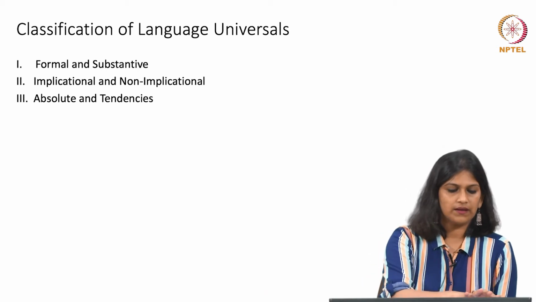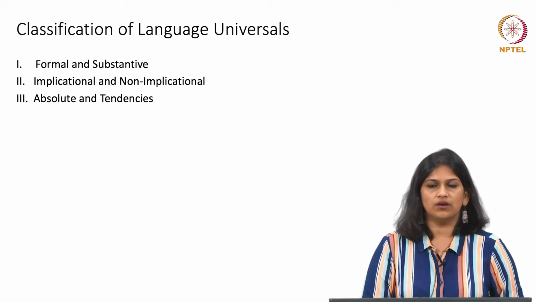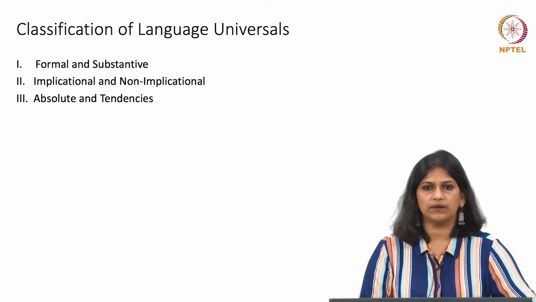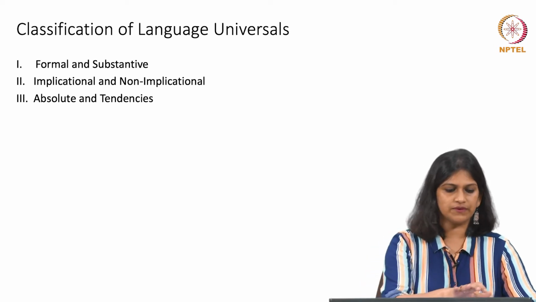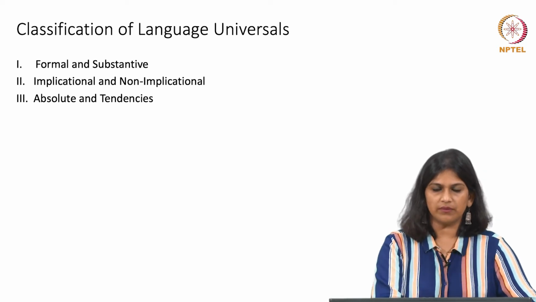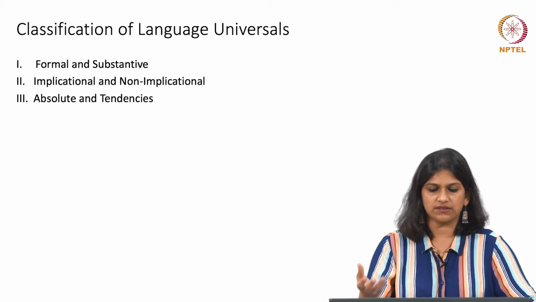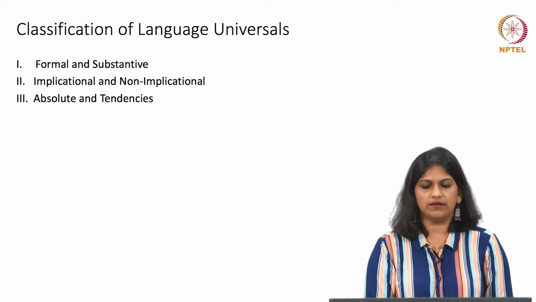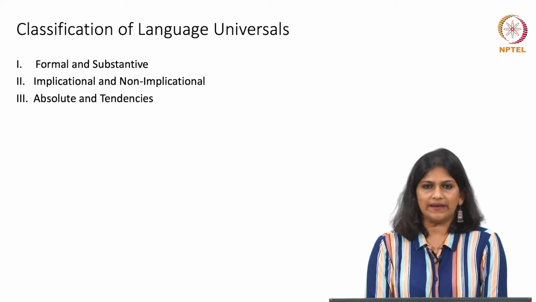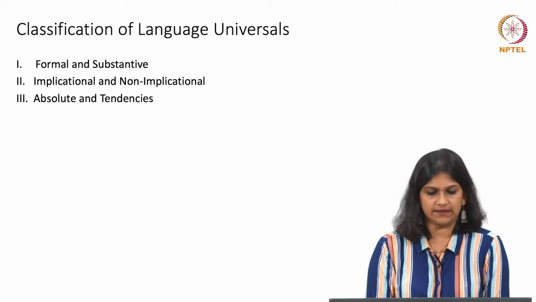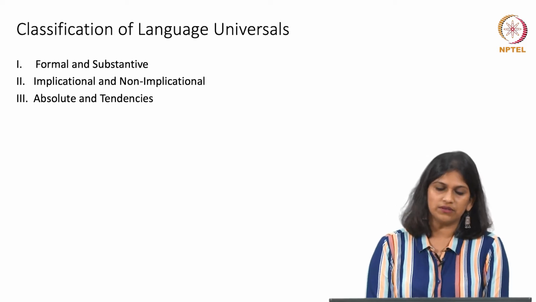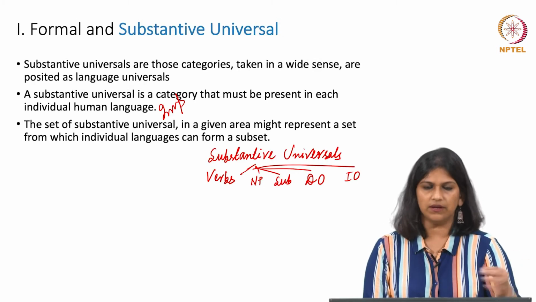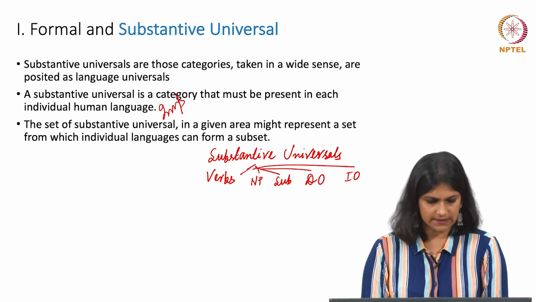So, this is the extension of our discussion on language universals and linguistic typology. What we want to discuss over here is that there are certain types of universals and the formalists approach it from a different angle and the functionalists approach it from a different angle. So, if we classify language universals, one category is formal, the other category is substantive. Then we have implicational and non-implicational. Finally, we have absolute universals and what are the tendencies. So, that is what we have got to discuss in this session.